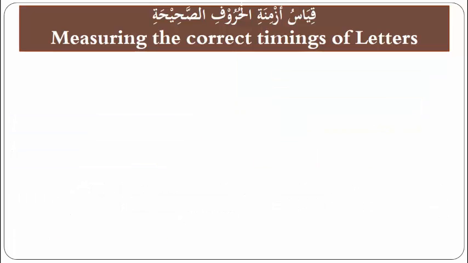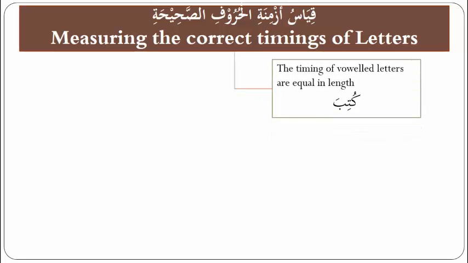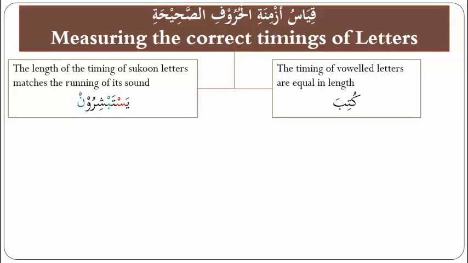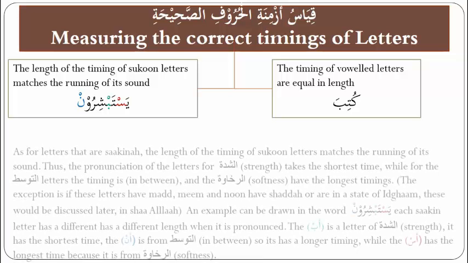So we continue with قياس أزمنة الحروف الصحيحة, that is, measuring the correct timings of letters. We already dealt with the timing of the vowel letters, and we said that they are equal in length. We go to the length of the timing of sukun letters. Okay? Now, the length of the timing of sukun letters matches the running of the sound, as in the example yastabshirun. We're going to explain that and explain what this means, inshallah.